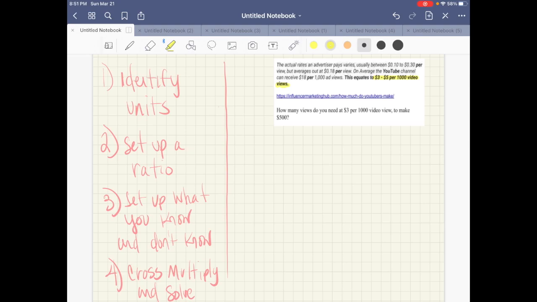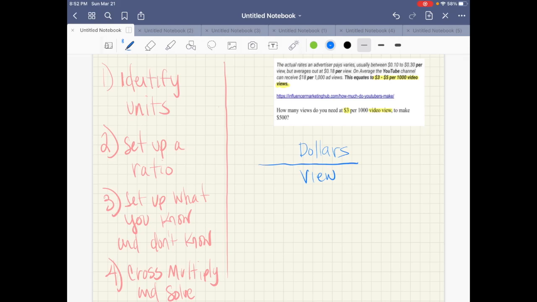So I took the lower end and said, well, if you make about $3 per every 1,000 video views, how many video views would it take to make $500? So first thing we got to do is we need to identify our units. We got to identify those units. So like we said, I see dollars and we see video views. So let's write that down. I would say dollars to views, to video views.